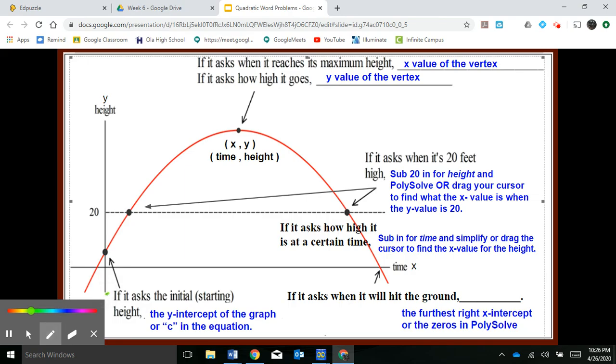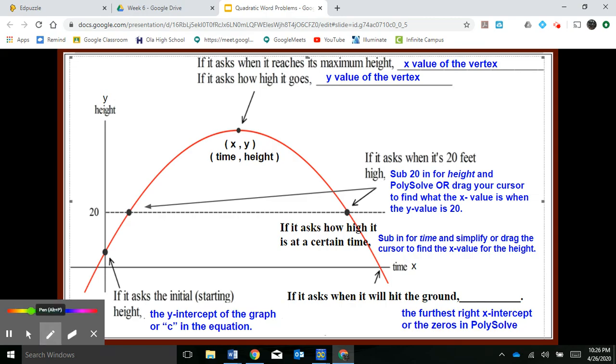What is the initial height of the object? It's always the y-intercept. So before going any further, remember the y-axis is always the height, and the x-axis is always the time. So when it's asking for how high something is, you're always looking at the numbers over here on the left. If it asks when or what time, you're always looking down here at the numbers on the x-axis. They all have the relationship together. So remember that.